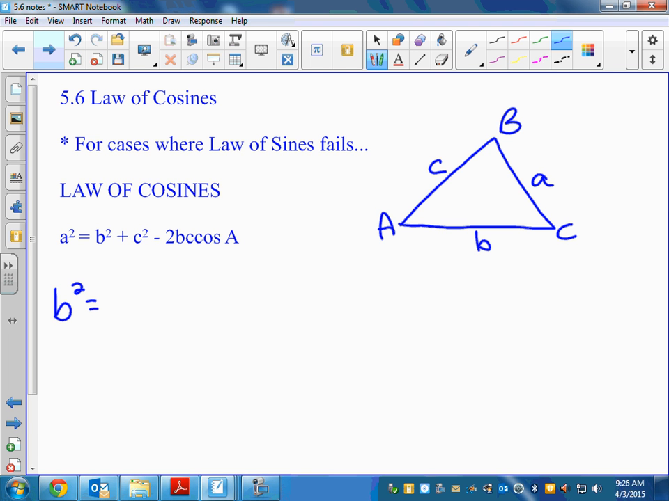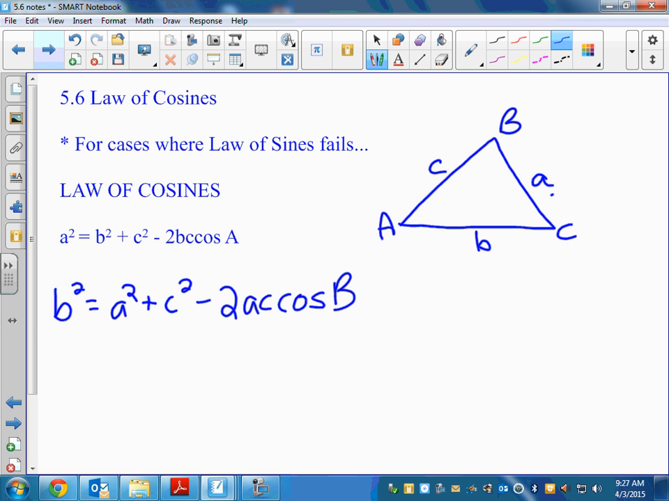So B squared is going to equal the sum of which two sides, you think? Each side is going to equal the sum of the other two sides squared minus 2 times the other two sides times the cosine of whatever this angle is. So what is B squared going to equal then? B squared is going to equal C squared plus A squared. Doesn't matter what order you say that in. Minus, it's always going to have a 2, but now instead of B and C, it's going to be AC, and it's going to be cosine of B. Whatever this side is, this angle will be the same.